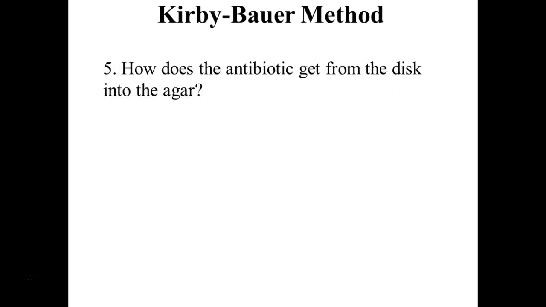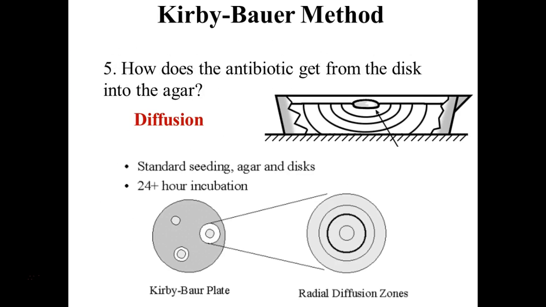All right. So, how does it move? It diffuses, and it diffuses continuously. And concentration-wise, where's the greatest concentration? Close to the disc. And as it diffuses out, it becomes less and less concentrated. So that zone where it stops growing is our minimum inhibitory zone at that particular concentration.